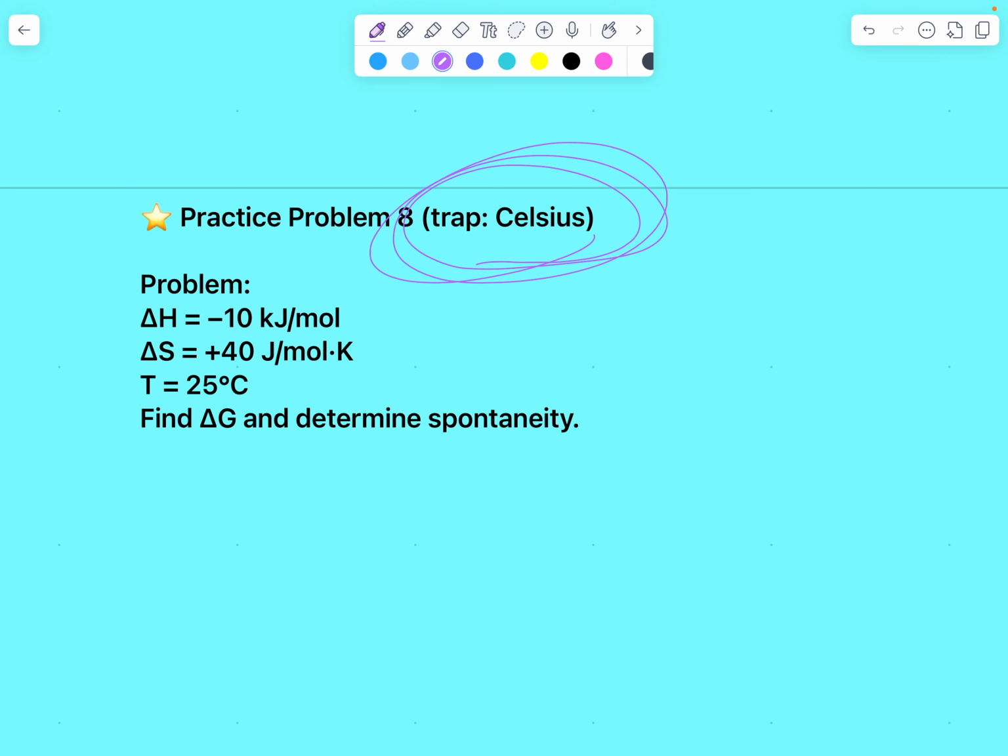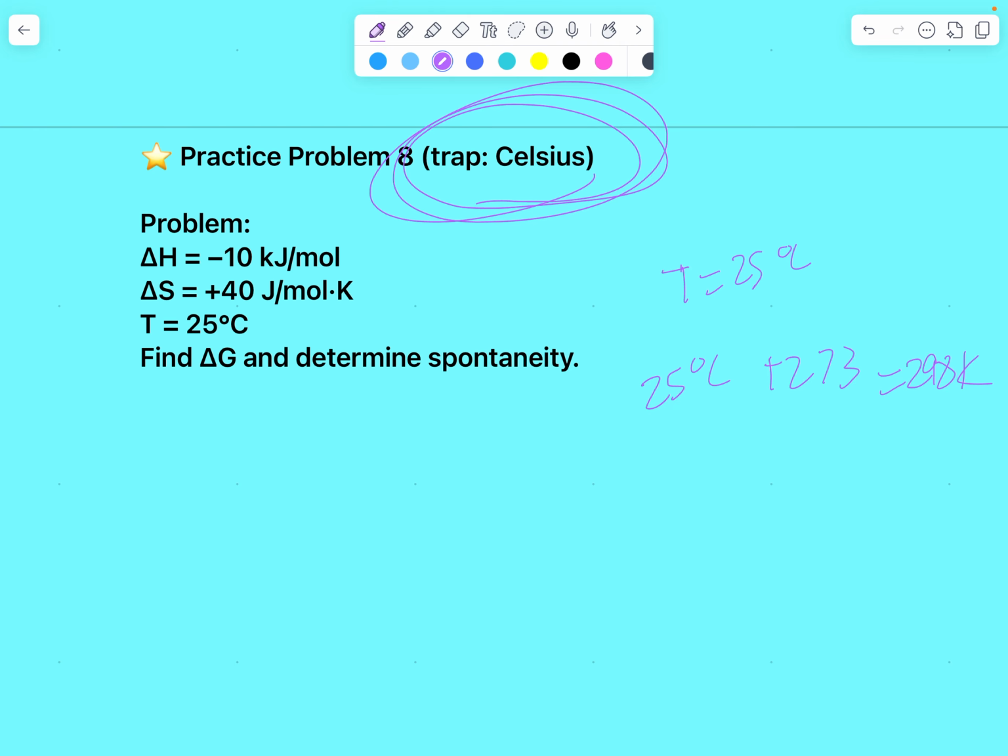Okay? So here's the deal. This one is a trap. Temperature is in Celsius. I need it in Kelvin. For temperature, you know it's 25 degrees Celsius. 25 degrees Celsius plus 273 is 298 Kelvin.